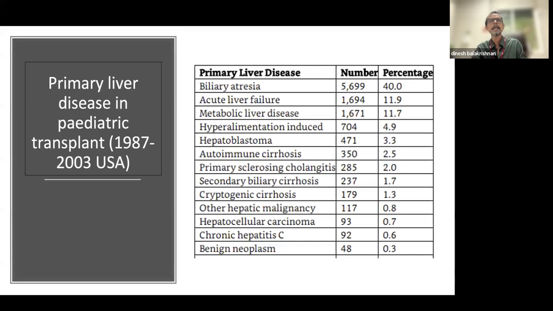So again, this is a slide showing primary liver disease in the pediatric group. I would not elaborate on this because, as I said, the most common indication is biliary atresia, followed by acute liver failure in the pediatric population, which can be either viral or metabolic, and then various rare diseases for which transplant is a solution.